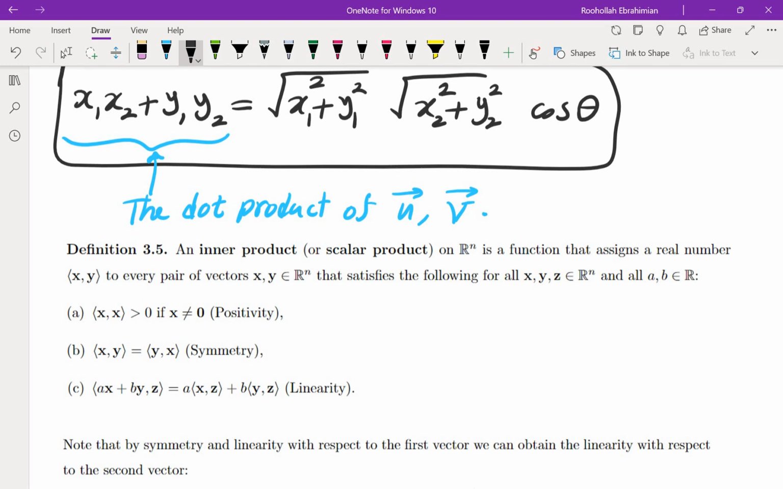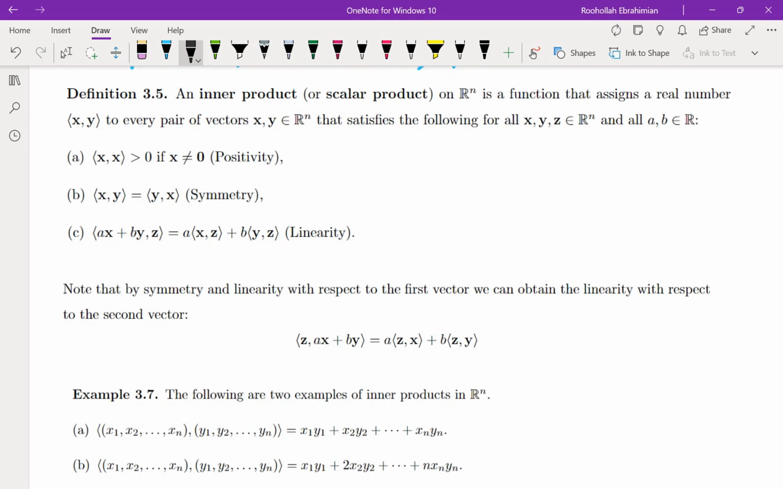So here is the formal definition of the inner product, and then we will do an example. The inner product or scalar product on Rn is a function that assigns a real number <x, y> to every pair of x and y in Rn, and it satisfies these three properties. The first one is that if you take the inner product of a vector and itself, you get something positive as long as the vector is not 0.